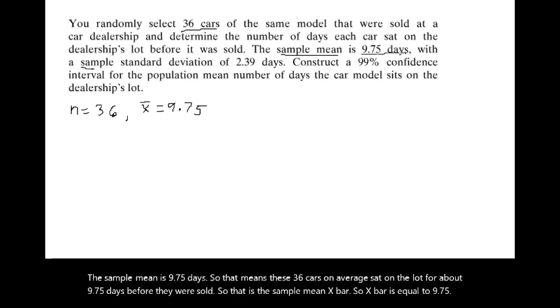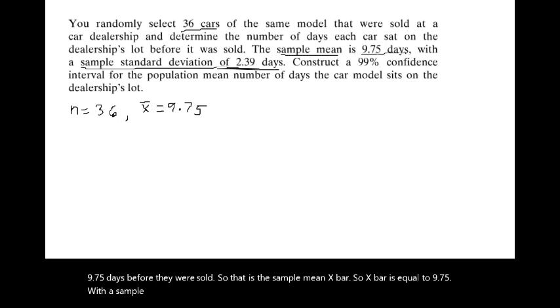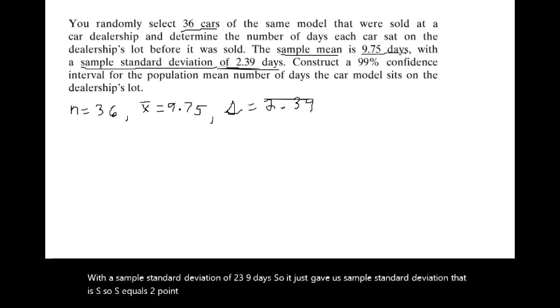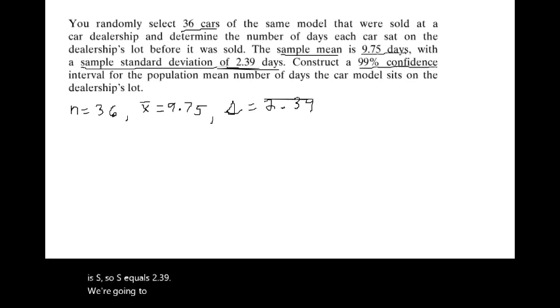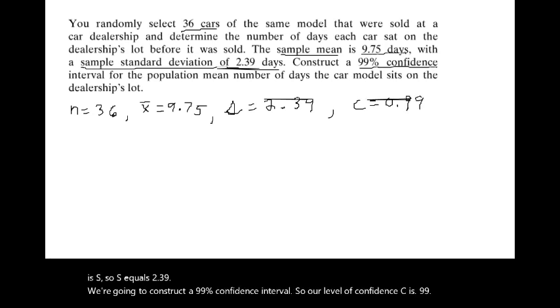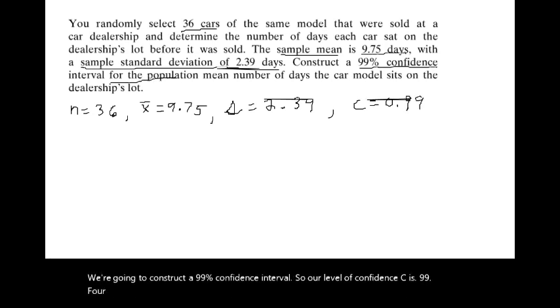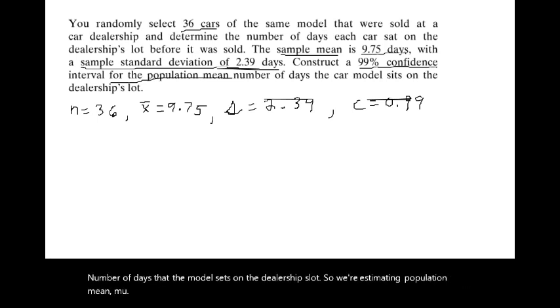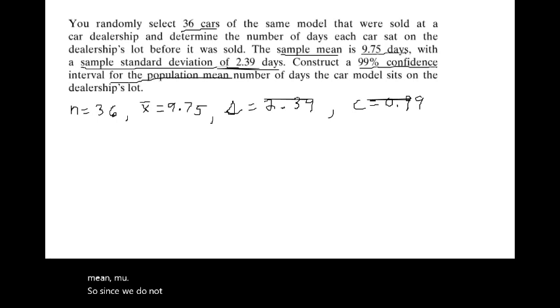With a sample standard deviation of 2.39 days. So it just gave us the sample standard deviation, that is s. So s equals 2.39. We're going to construct a 99% confidence interval, so our level of confidence c is 0.99, for the population mean number of days that the model sits on the dealership's lot. So we are estimating population mean mu. Since we do not know sigma, the population standard deviation, we know the sample standard deviation s, we're going to be using the t-distribution.